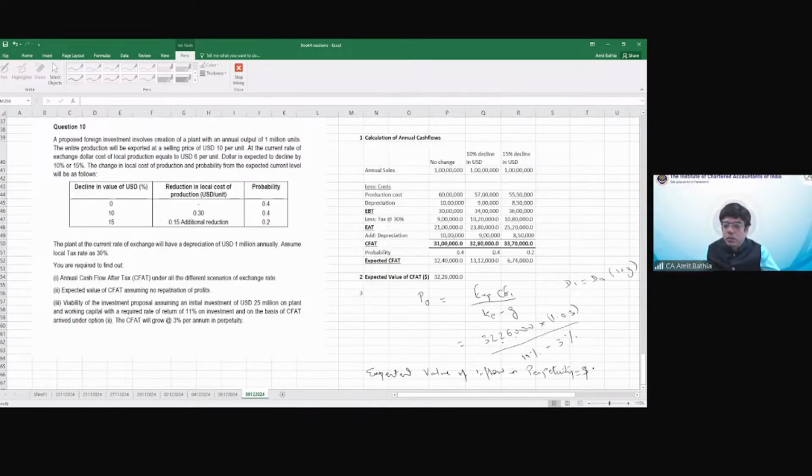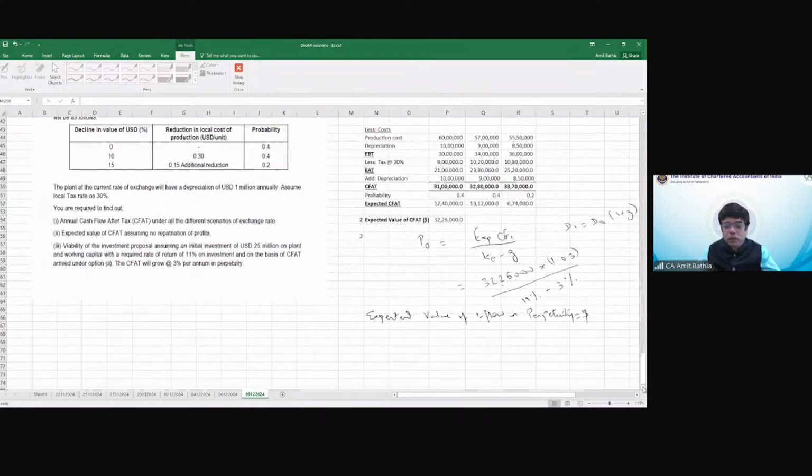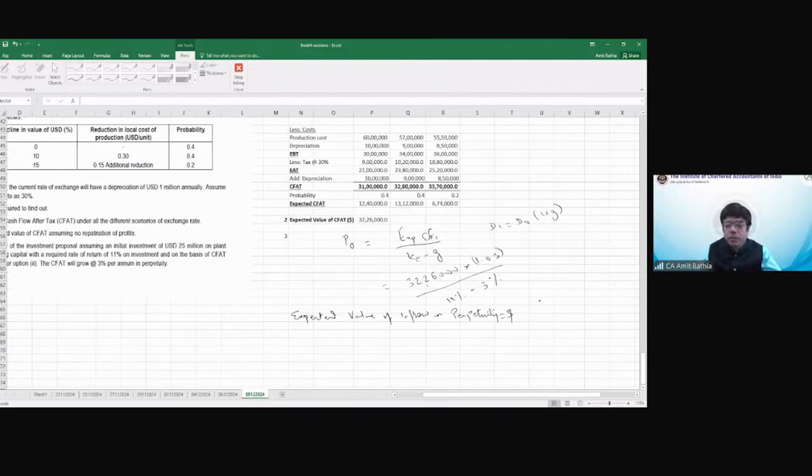Sir, 41.53. ये फाइनल आंसर बता रहे हो बेटा आप? Yes, sir. हाँ बताइए प्लीज. 4153, 4750. सो ये आ रहा है 4,15,34,750. Yes, sir. Am I right?